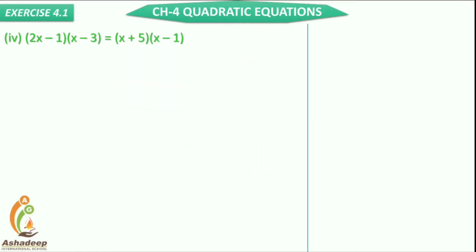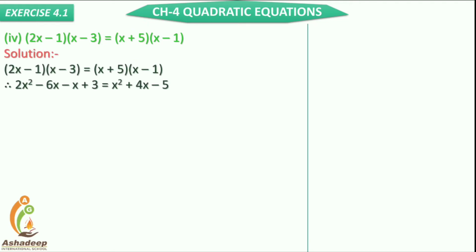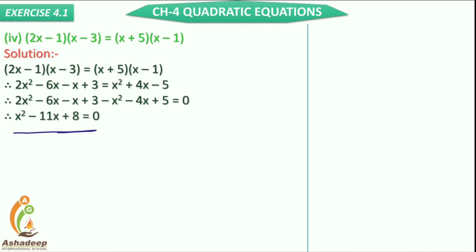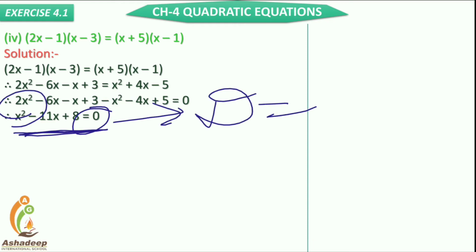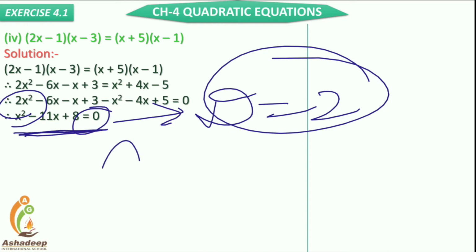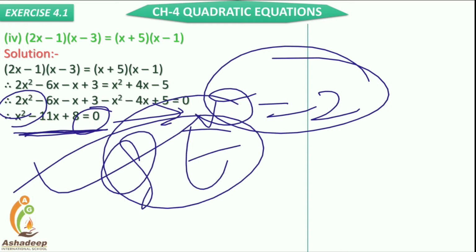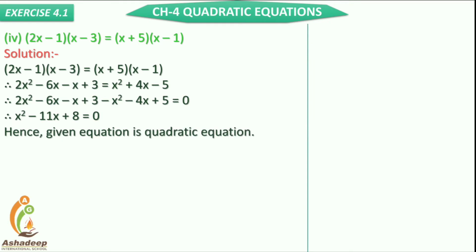Right? See the next sum, and that is 2x into x, 2x into 3, 1 into x, 1 into. So in the same manner we have to proceed. Right? So these are the steps. Right, so in the end you can get x square minus 11x plus 8 is equal to 0. So the highest power is 2, so the degree becomes 2. If the degree is 2, we can say yes, the given equation is the quadratic equation. So hence the given equation is the quadratic equation.